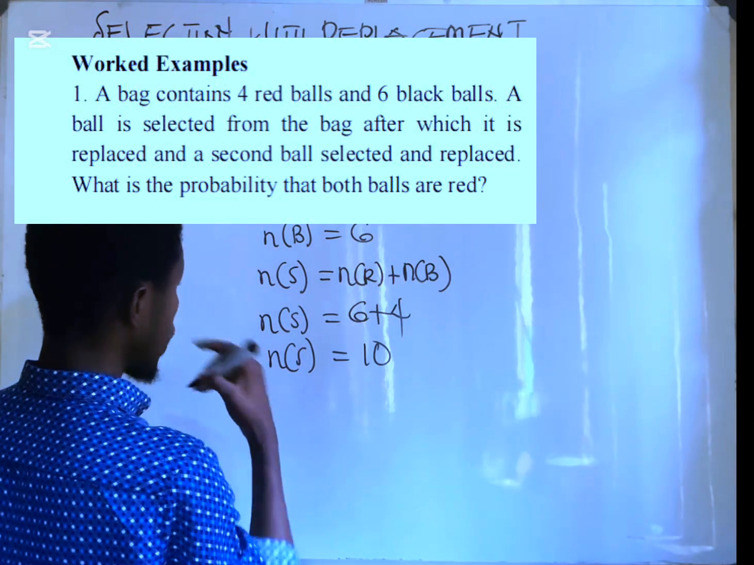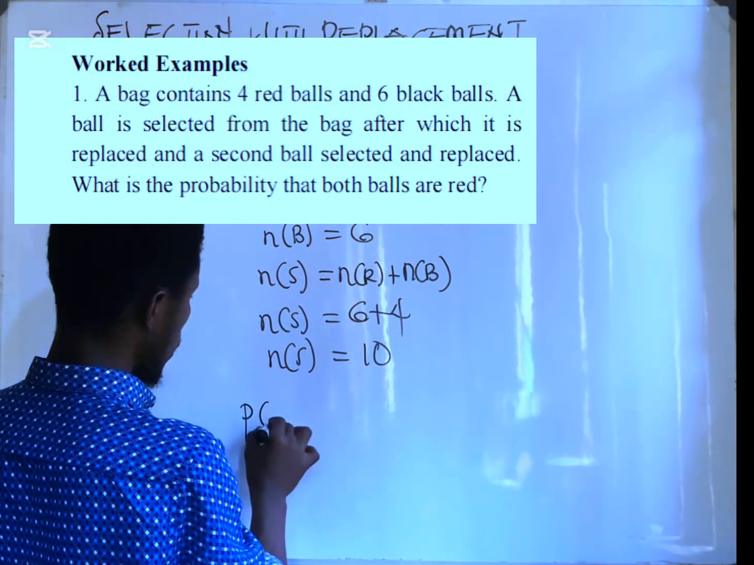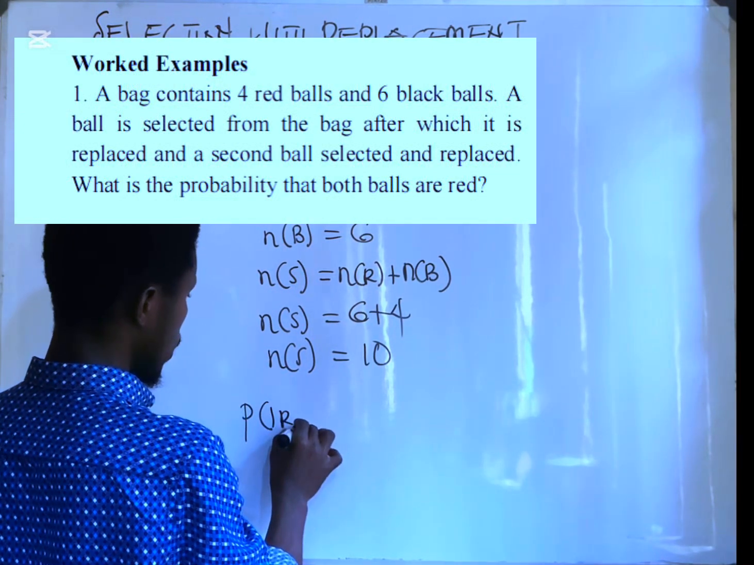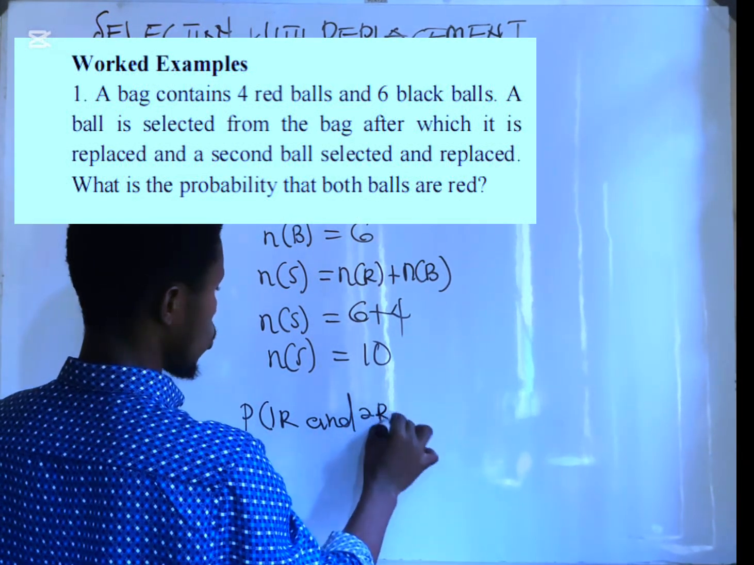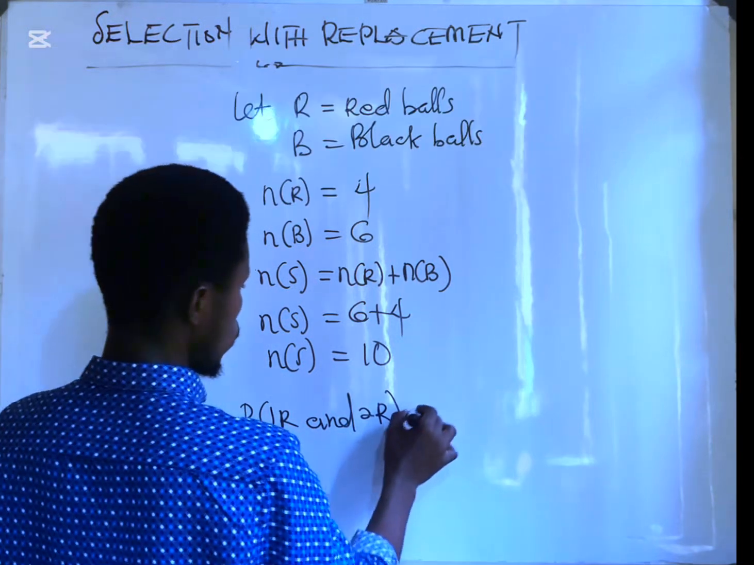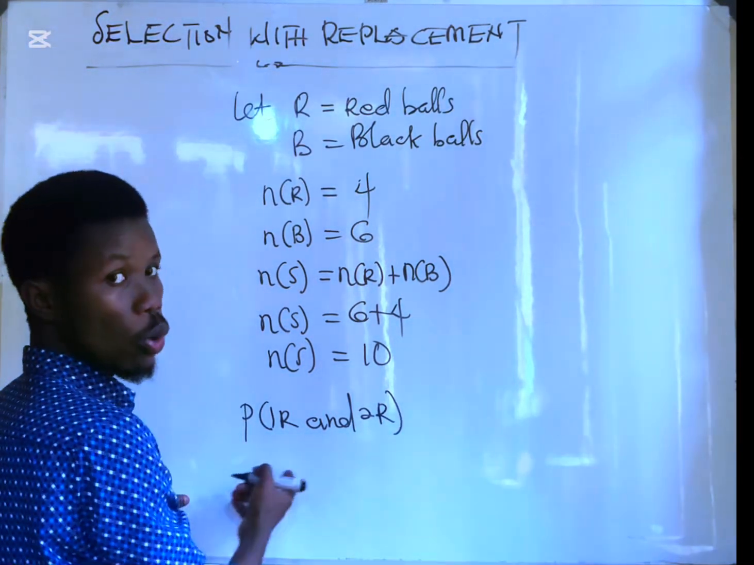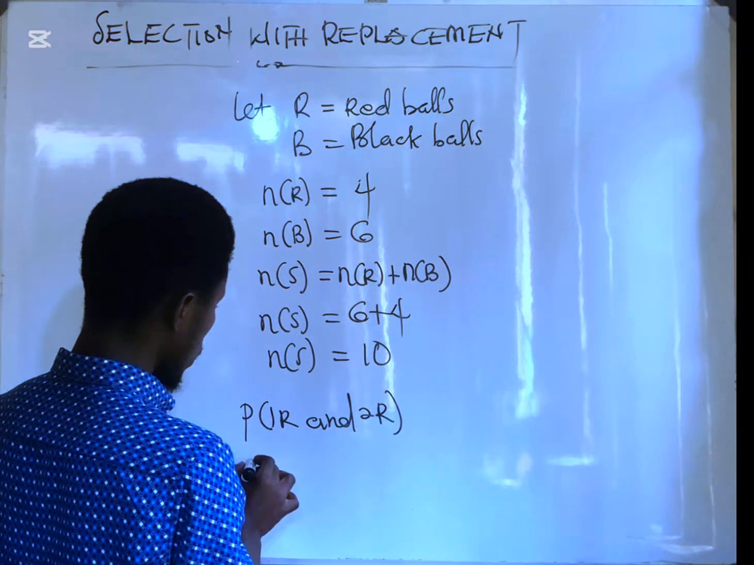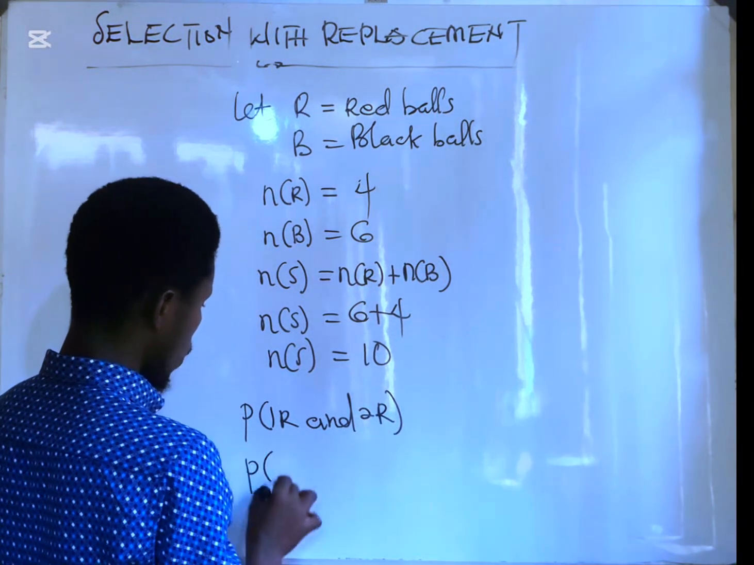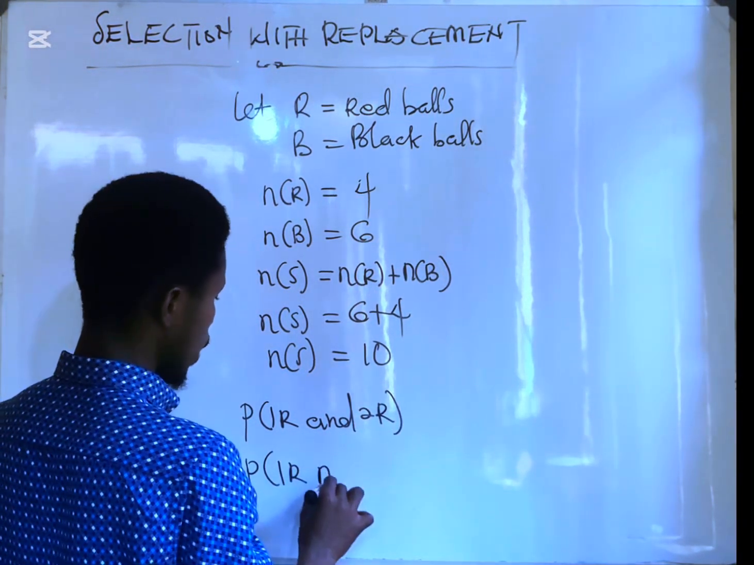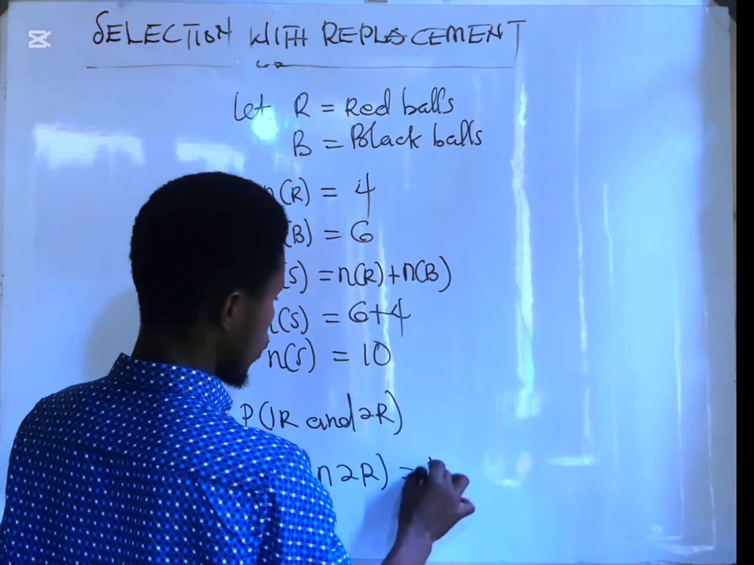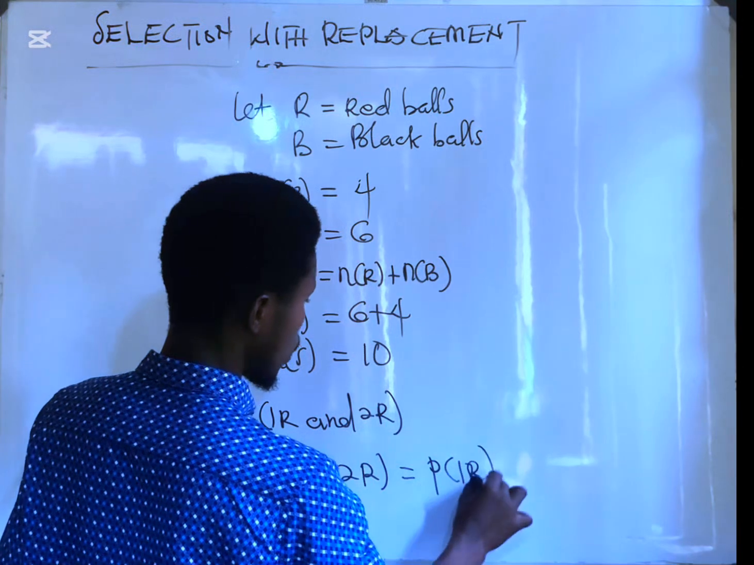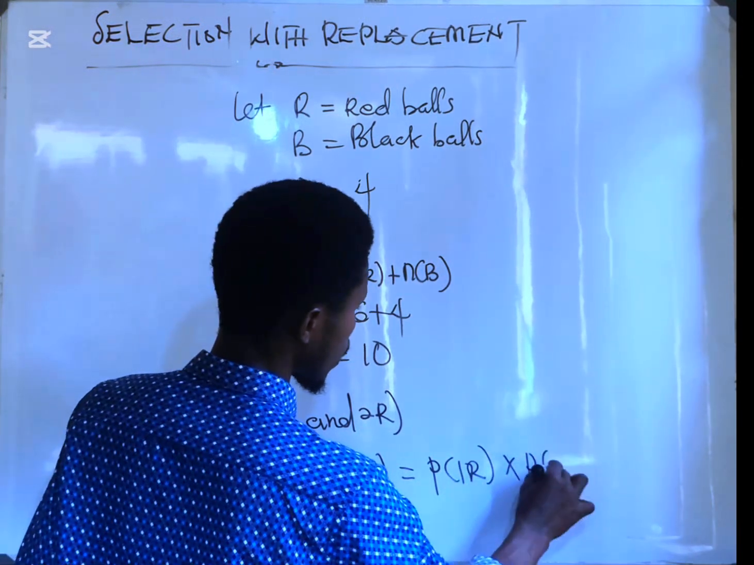Now, the question is saying that I should find the probability to obtain the first ball to be red and the second ball to be also red. And we all know that this one means what? Intersection. So I can write this one as the probability of first ball red, intersection, second ball red. And that one, we use the formula: probability of obtaining first ball to be red times probability of obtaining the second ball to be red.